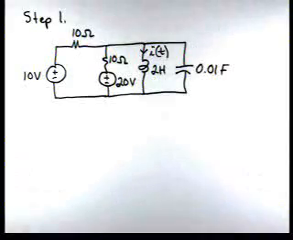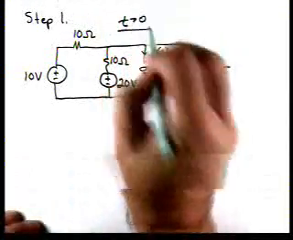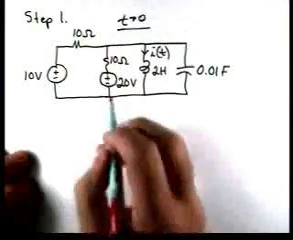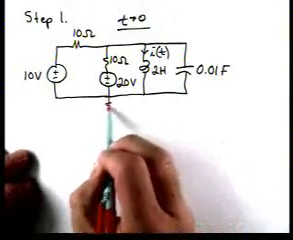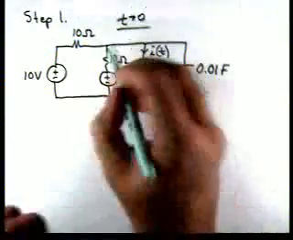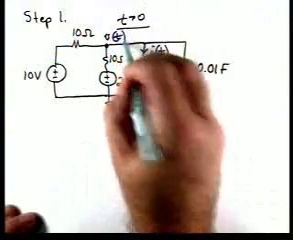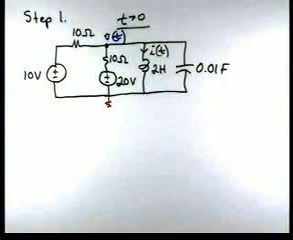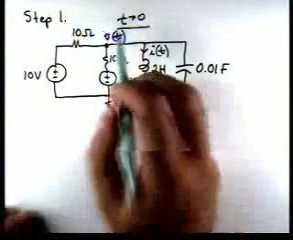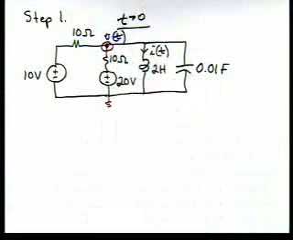So let's look at the circuit for t greater than 0, and we're looking at writing our differential equation. I'm going to utilize nodal analysis. Let's pick this as a reference, and then let's define a node voltage here we'll call V of t. And let's start writing a nodal equation at this node.